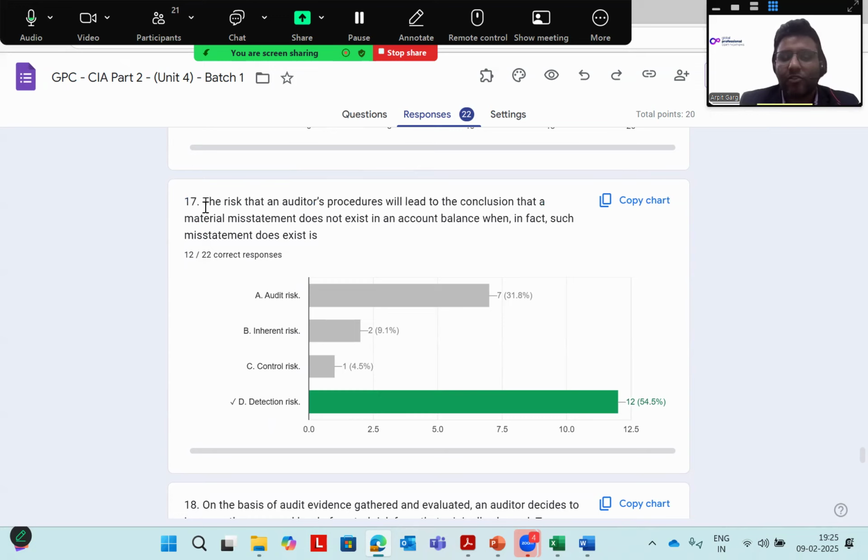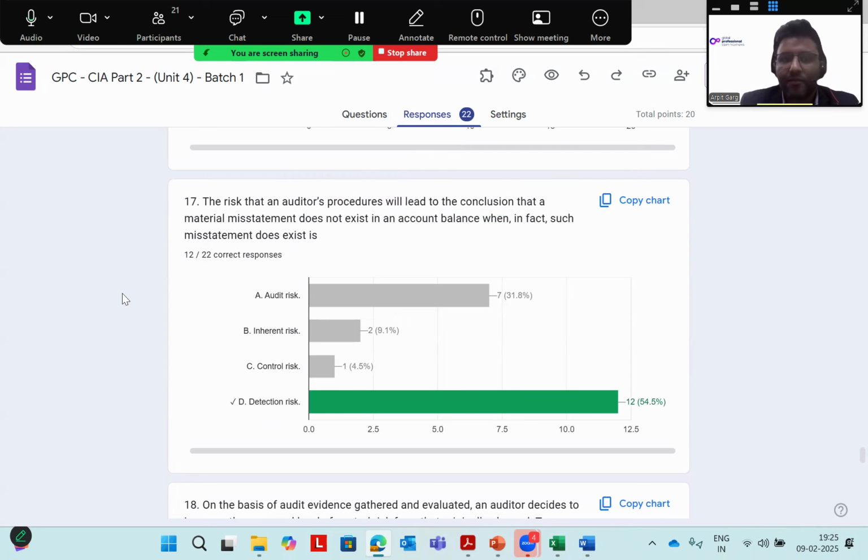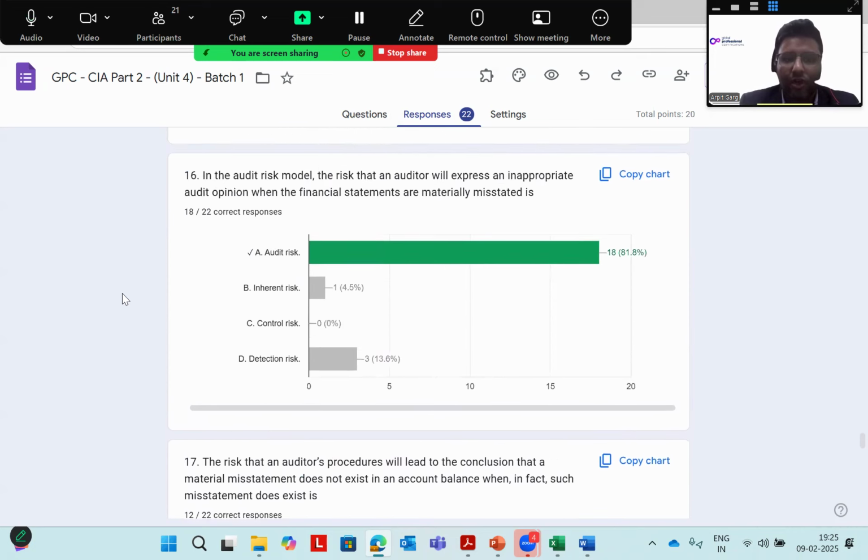Had this question been about the auditor giving an inappropriate statement that an account balance exists while in fact it doesn't, then it would have been audit risk. But here the question is focusing on the audit procedures will lead, and that is more like a detection risk. Is that clear? All right, I'll move on to the next question.